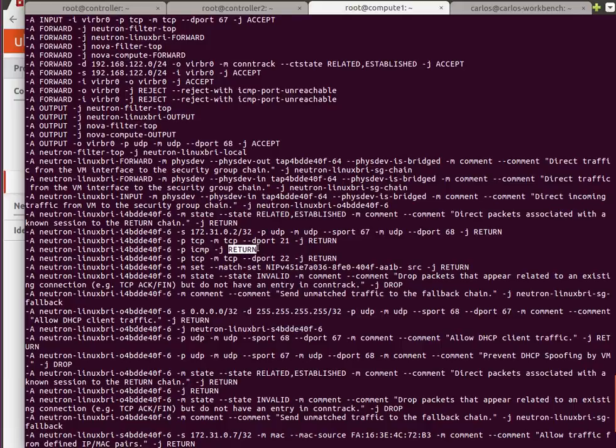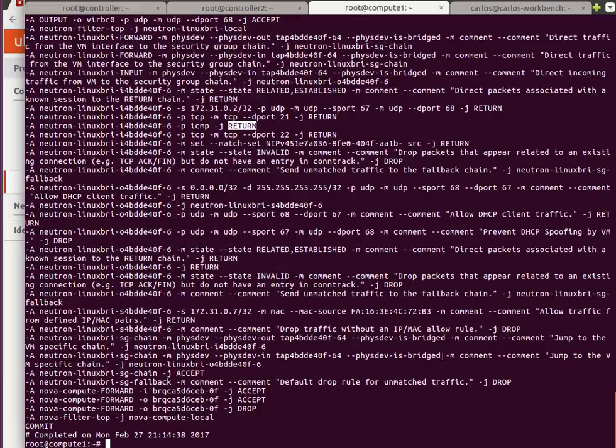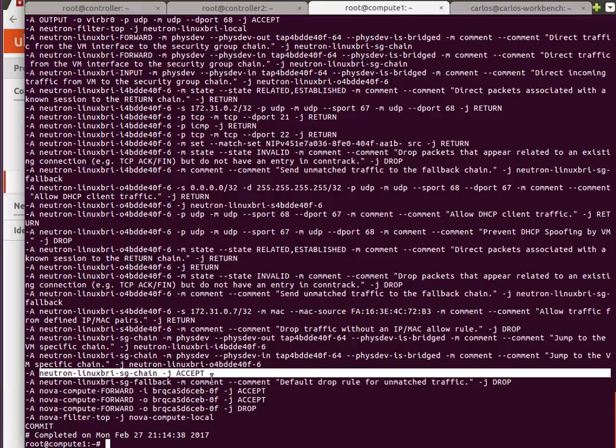A return directive will send us to the previous chain, which in this case is the neutron-linuxbridge SG chain, which has a default action of accept. And that's our demo for Neutron with Linux Bridge and Layer 3 agent with high availability. Thank you.